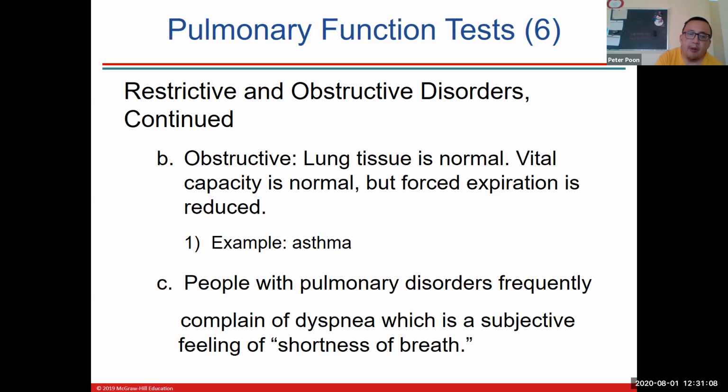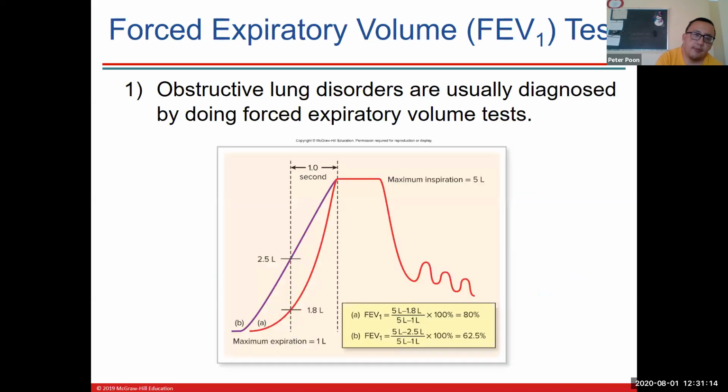People with pulmonary disorders have shortness of breath, called dyspnea. Obstructive lung disorders are usually diagnosed by doing expiratory volume tests. If you can't breathe out as much as you want to, then you have an obstructive lung disorder.